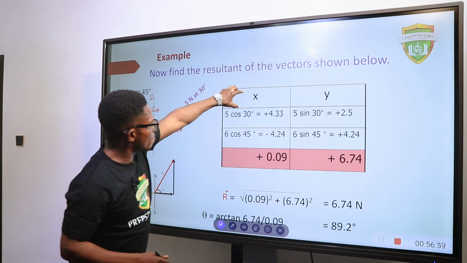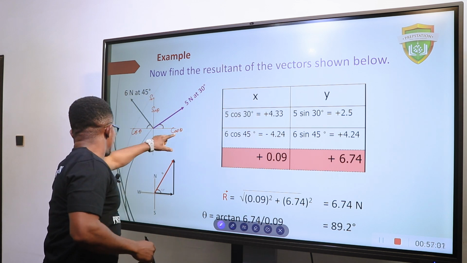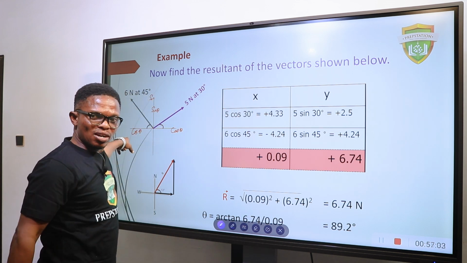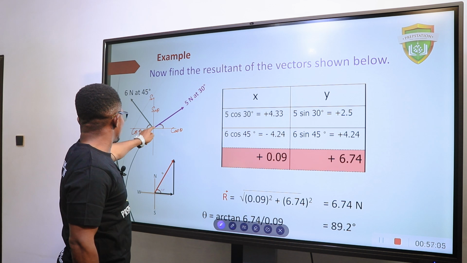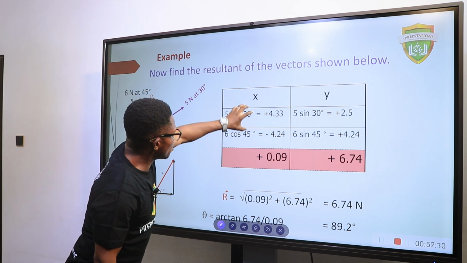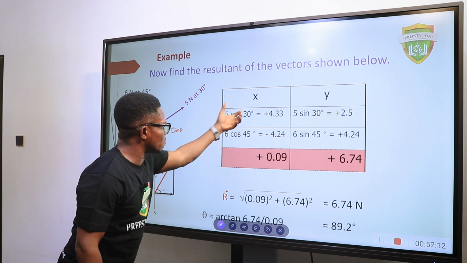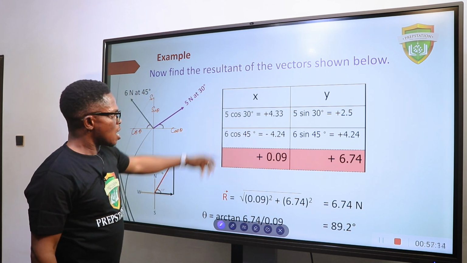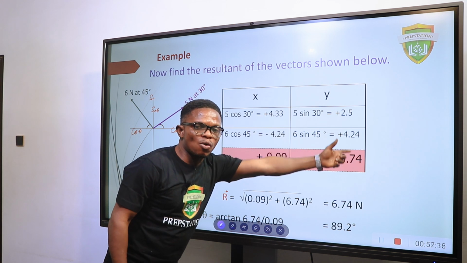So see what I have here. For x, we have already determined which of the axes will take cos theta from what I told you about angle of inclination. So that is why you have all the cos theta coming under x. Can you see that now? And then all the sine theta coming under y.